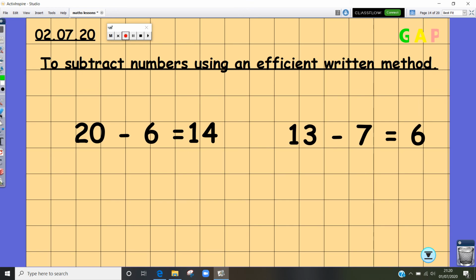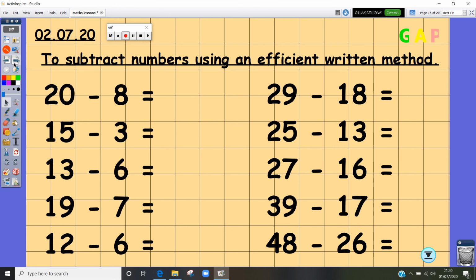Using these different methods, I would like you to have a go at answering these questions. If you are normally in yellow, green, blue and purple group, please focus on these questions here, and if you are in red and orange, please focus on these questions here. If you want to challenge yourself, you are more than welcome to have a go at those sets of questions. Send your answers through to me and I will see how well you have got on with those.